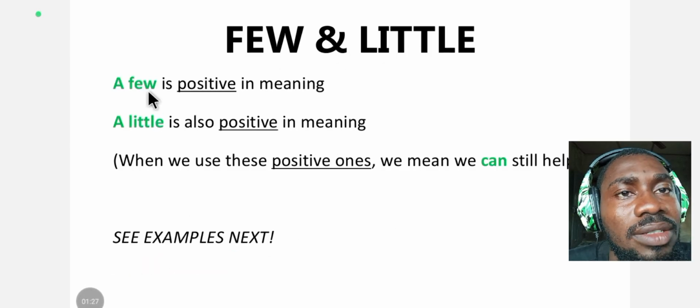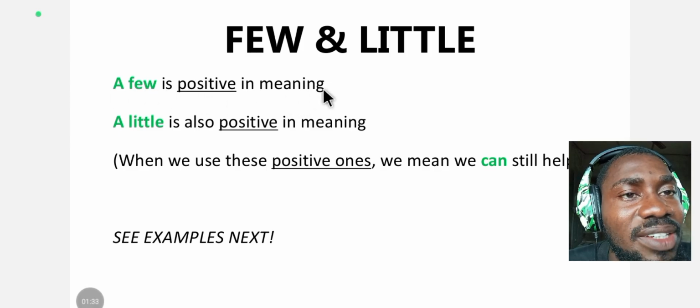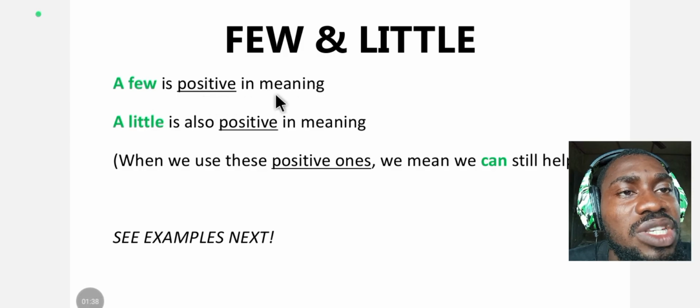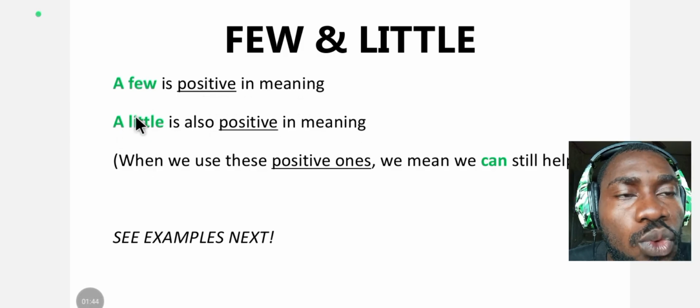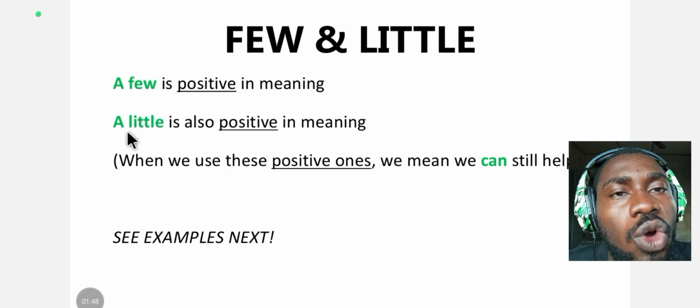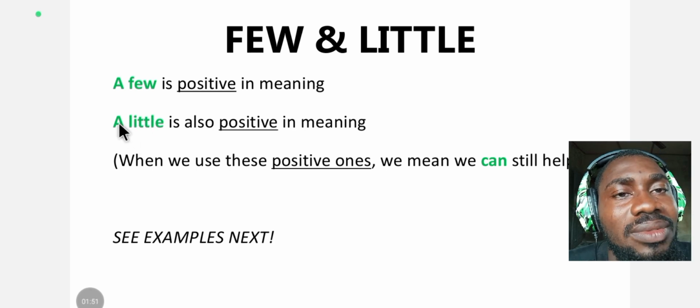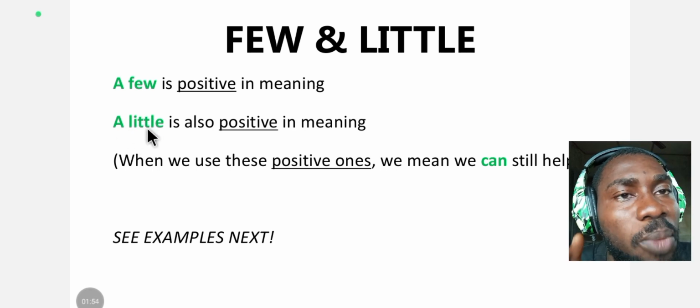Few and little. A few is positive in meaning, while a little is also positive in meaning. Look out for the color codings. A few, a little, both of them are positive in meaning.